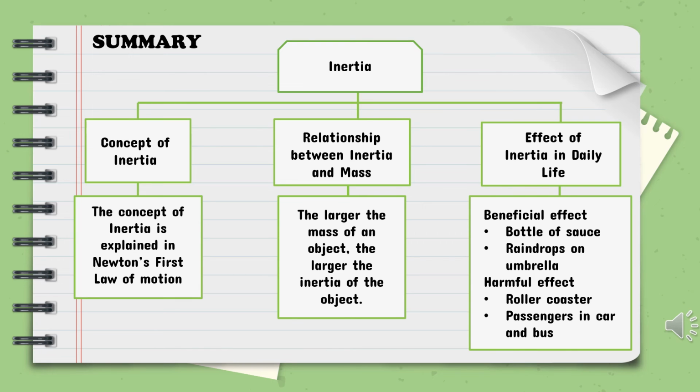The effect of inertia can be divided into two, which are beneficial effect and harmful effect. Inertia can be beneficial to human beings as it helps us in our daily life. For example, the bottle of sauce and raindrops on an umbrella. Inertia also can be harmful to human beings as it can cause injury. For example, the roller coaster and passengers in a car and bus.